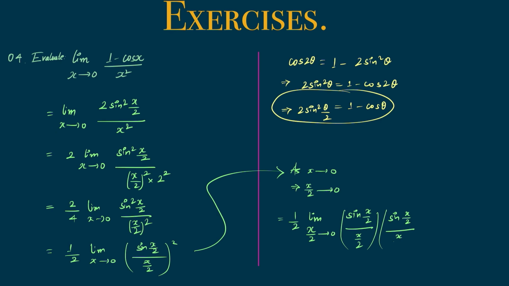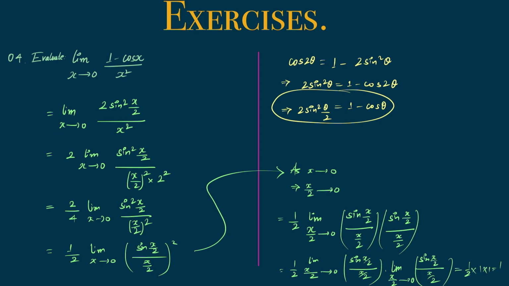And since we can distribute the limit whenever the two functions are getting multiplied, I can write this as limit x by 2 tends to 0 sine x by 2 by x by 2 into limit x by 2 tends to 0 sine x by 2 by x by 2. Okay, so this will be equal to half into 1 into 1, which will be equals to half. The answer is half for this question.